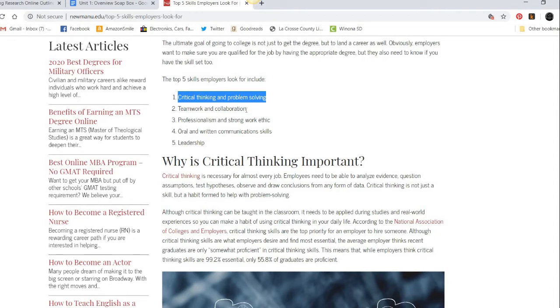Hopefully teamwork and collaboration will be something we have been working on in discussion. Professionalism and strong work ethic. Good luck out there, though I hope work ethic has come into play here. Oral and written communication skills. There are a whole bunch of lists out here that tell you what things employers are looking for, and oral and written communication skills are really, really frequent.